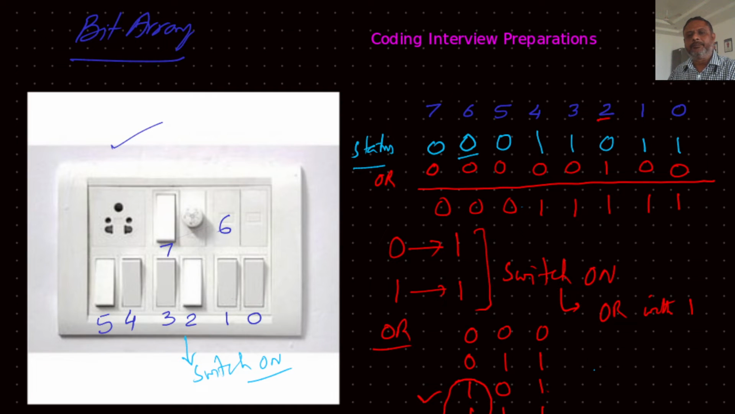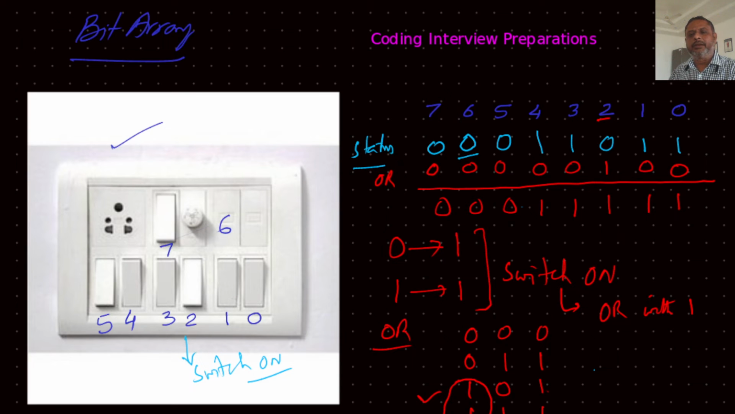If you look at it, this 0 remained as it is, this 0 remained as it is. Switch 5 is still off, switch 4 is still on, switch 3 is still on, switch 1 is still on, switch 0 is on. Only switch 2 has changed from off state to on state, because only at the second position we made it a 1, and all others we put 0. That way we can change the position of any position. You can make it on.